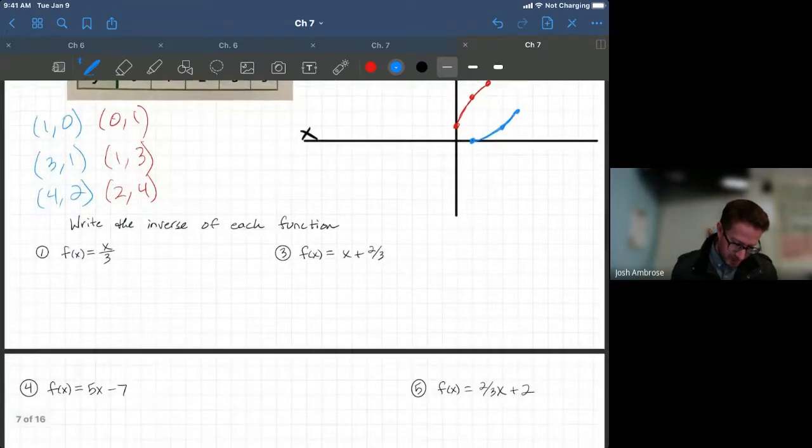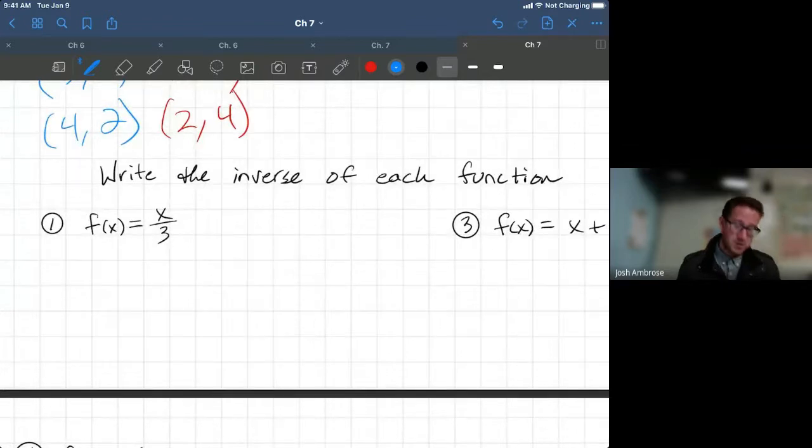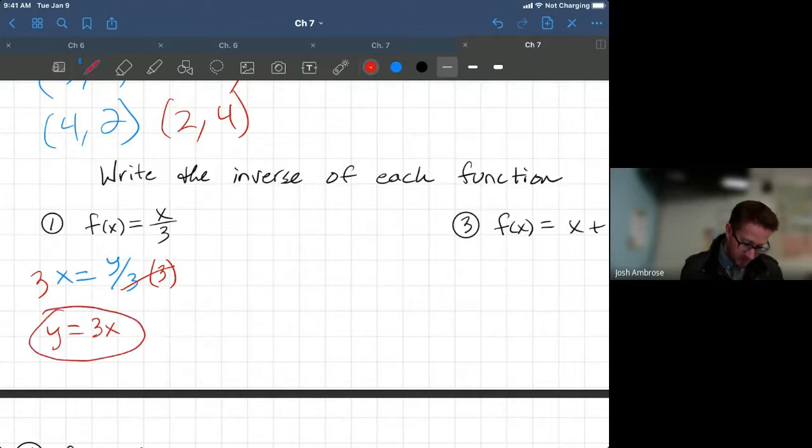So let's do the next one here. Example problem, write the inverse of each function. Step 1, switch the x and y. So now we're going to say x equals y over 3. How do we get y by itself? We're going to multiply both sides by 3. That will cross that out. You're simply looking at y equals 3x. This is like Algebra 1 stuff.